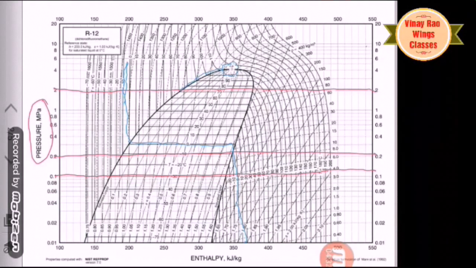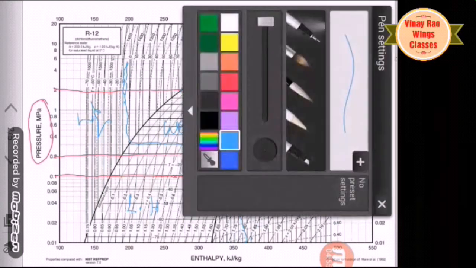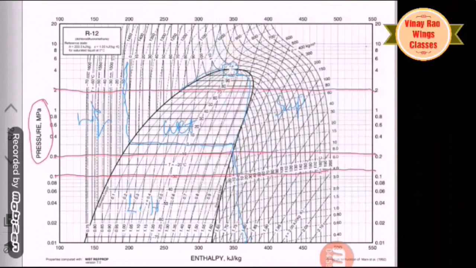This is the saturated liquid-vapor line. This is the superheated region. This is the liquid region. In between is the wet region, or latent heat of vaporization region. After this, I am changing the color to explain easily.